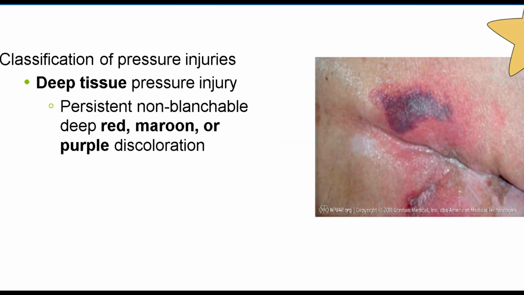And deep tissue pressure injury, a purple or maroon area signaling deep tissue damage beneath intact skin. Accurate staging improves communication, guides treatment, and supports proper wound healing.